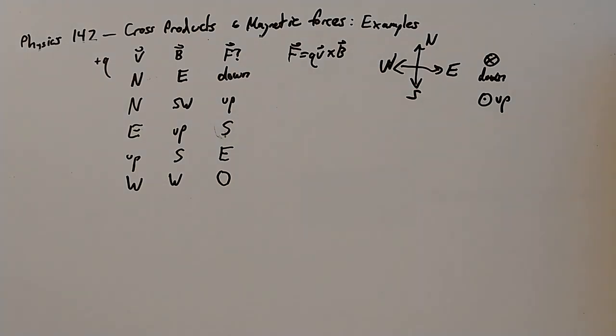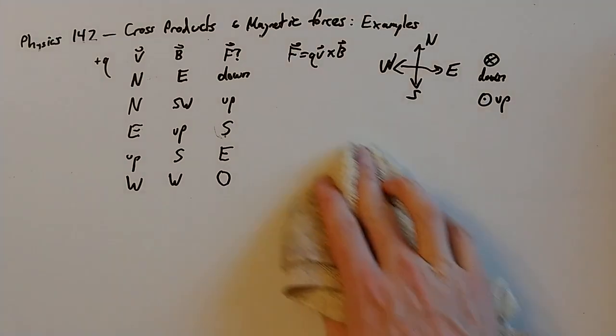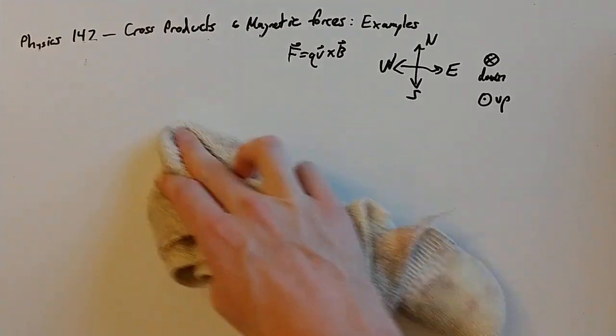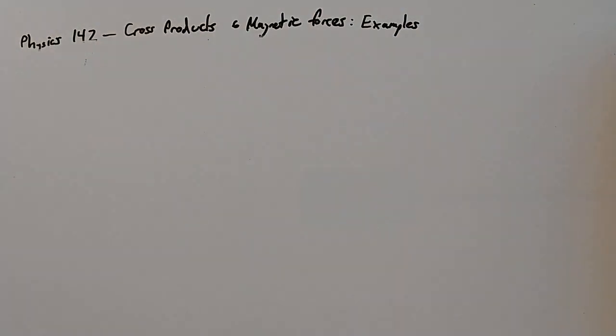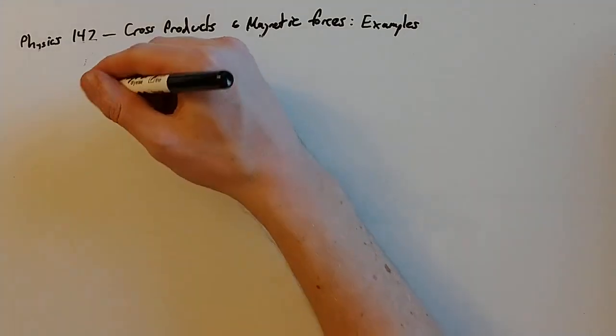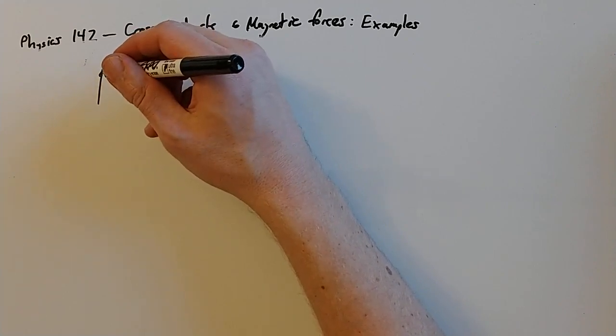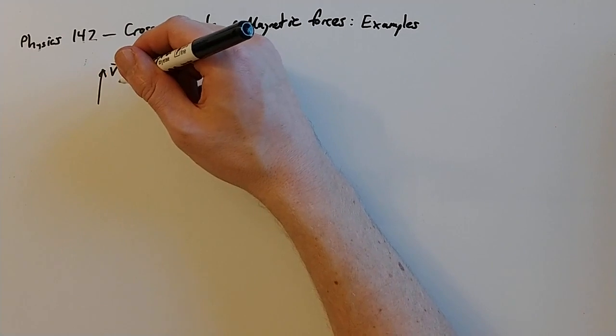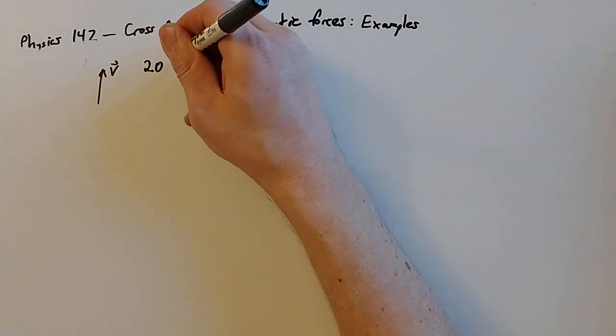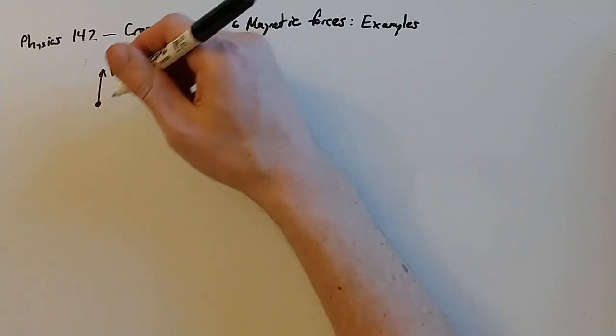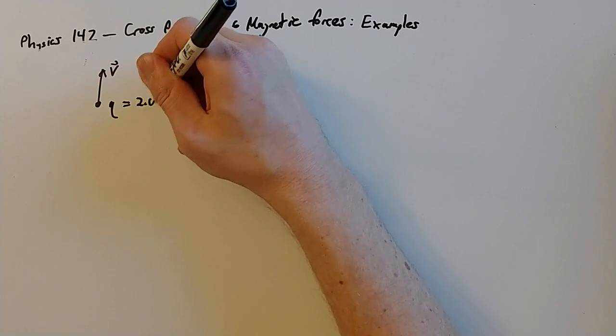Another example that I want to think about is, let's suppose that we have a particle, and we're going to have that particle move northward through a magnetic field that's directed eastward. So we have a particle with velocity in the northern direction, and let's say that particle has a charge Q of 2 coulombs.